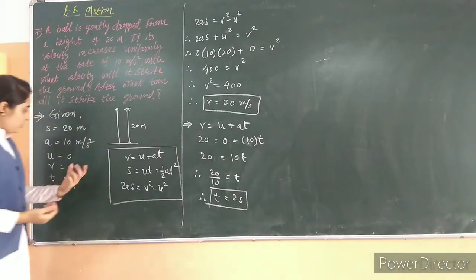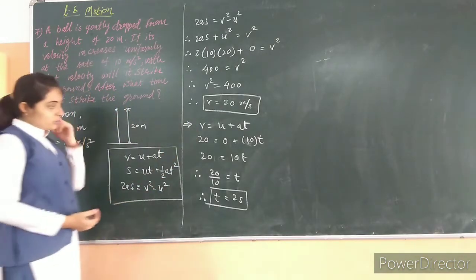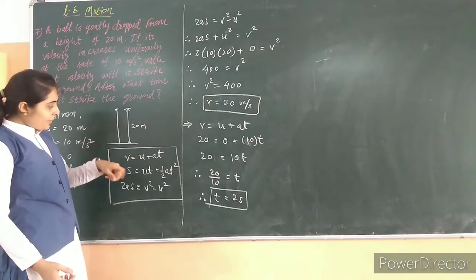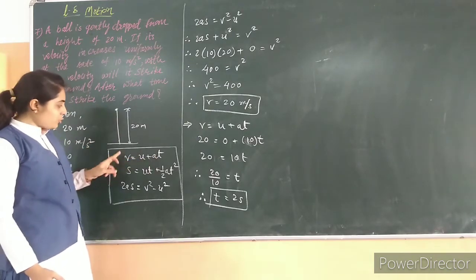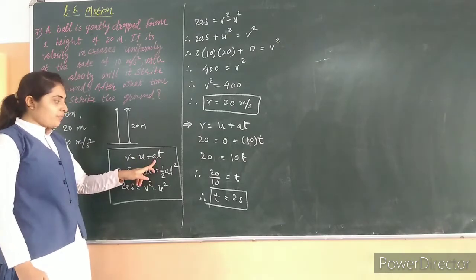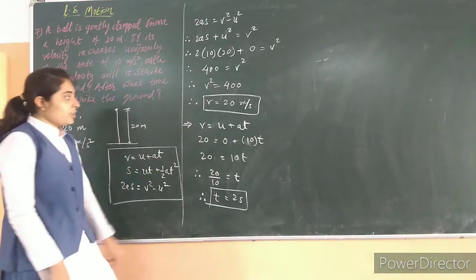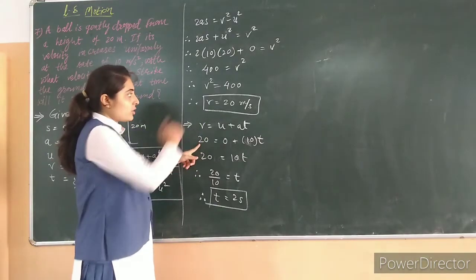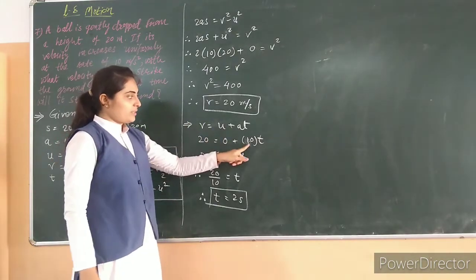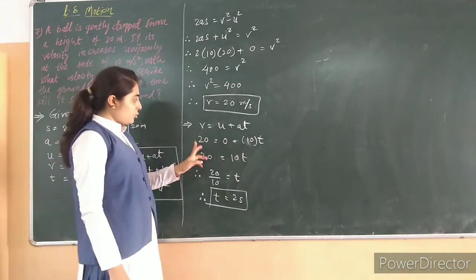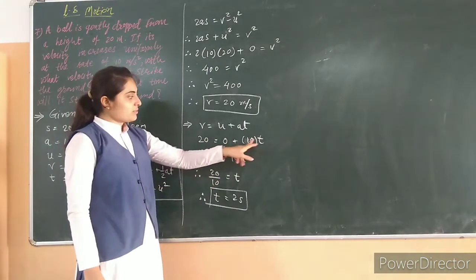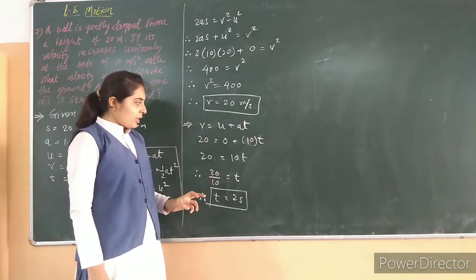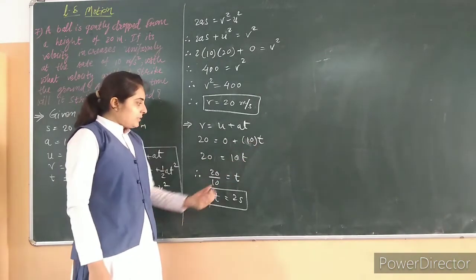Now, T, the time, we need to find. For time we can use two equations. We use the first equation because we now have V, we have U and we have A. So time we can find. V is equal to U plus AT. V is 20 as we have already calculated. U is 0, A is 10. So 20 is equal to 0 plus 10t. So that will be 10t.